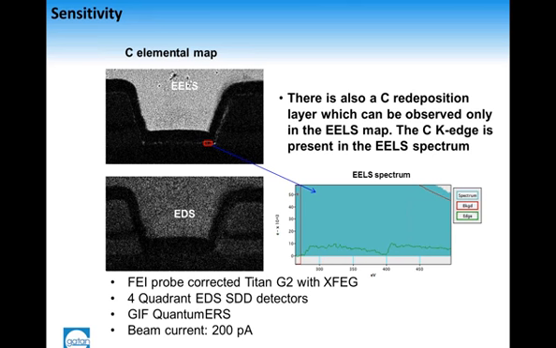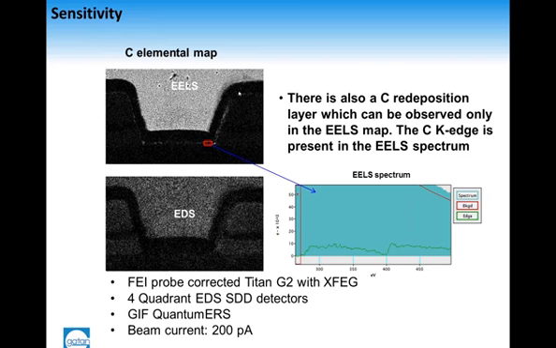So if you look at the EELS map, you can see the presence of spots for beam damage in the carbon map. So we have carbon basically ejected by the material as a result of the interaction with the electron beam. If you look at the EDS map for carbon, we don't see the spots.